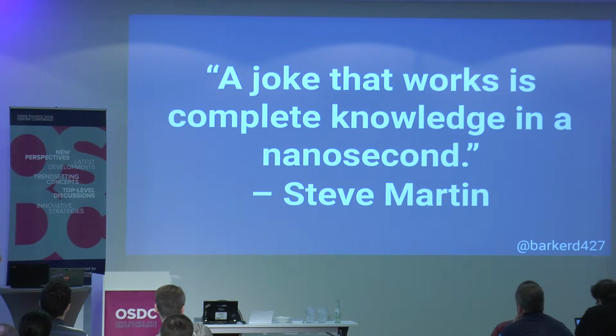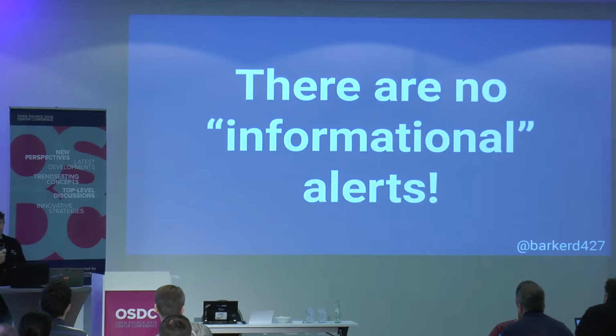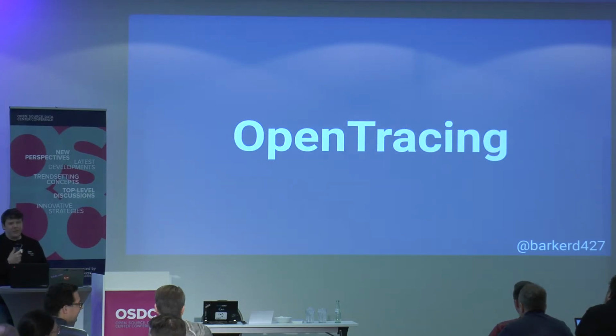This is about visualizations. A joke that works is complete knowledge in a nanosecond, from Steve Martin. And that's the way your visualization should work. Someone should be able to look at the dashboard and understand what's happening in the system very quickly. There are no informational alerts. If you are alerting someone about something that is not actually a problem, not impacting a customer, then that is probably negatively impacting their life, and you should stop. Those are called notifications. They don't need to be dealt with.